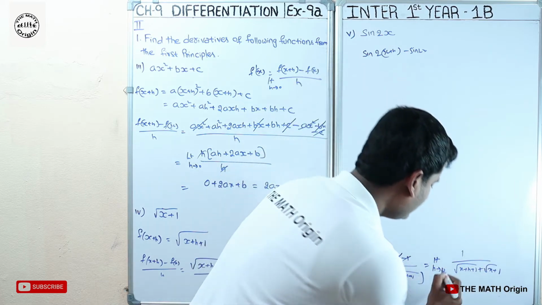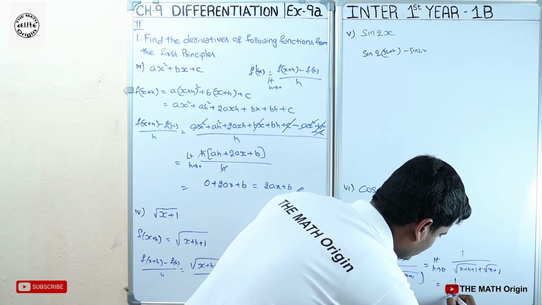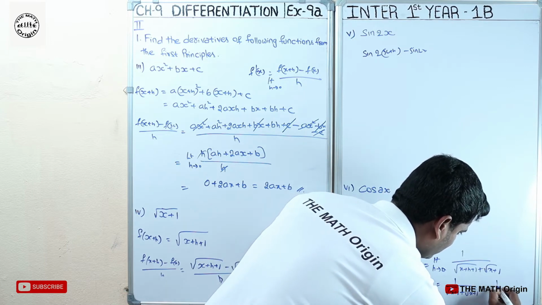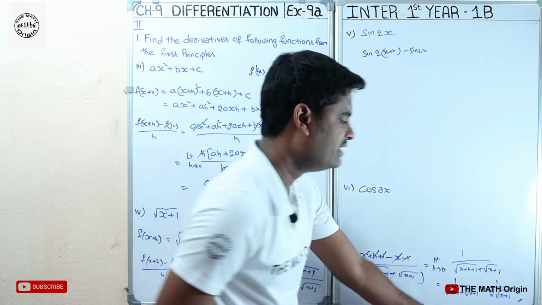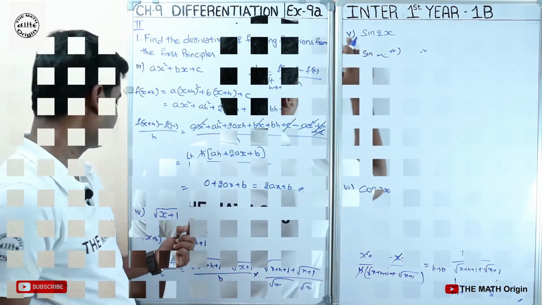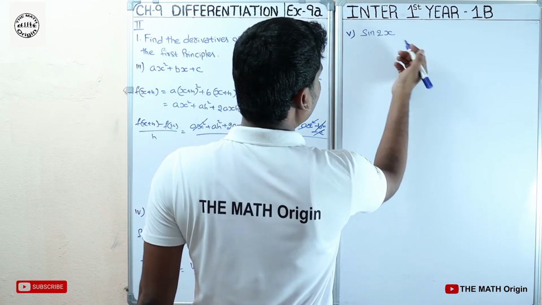So now let's apply h tends to 0. Therefore that is equals to 1 by root of (x plus 1) plus root of (x plus 1), that is equals to 1 by 2 root of (x plus 1), the simplified derivative value for root of (x plus 1). Fifth bit from the first question of the second section, sin 2x.